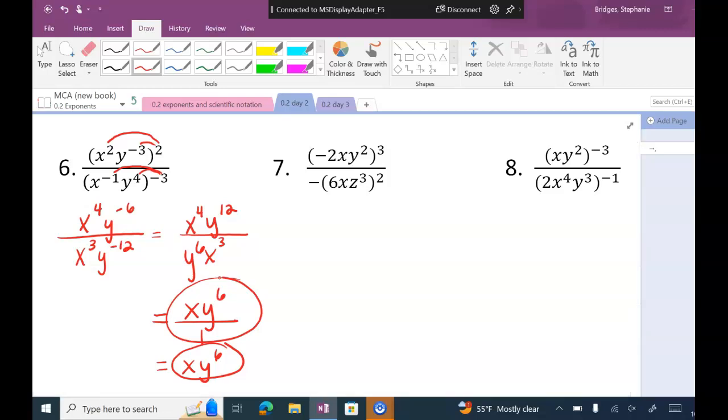All right, I would like for you to try 7 and 8. Be careful with 7 and those negative signs, though.